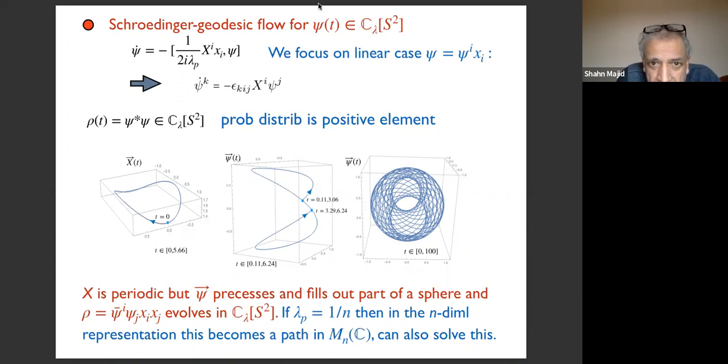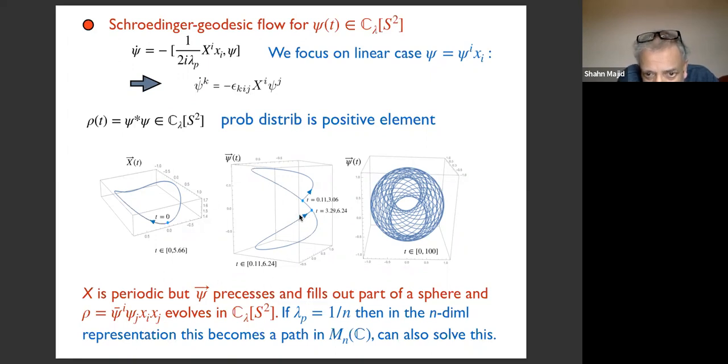And so the bottom line is that when you take this particular form of psi, it just looks like this. So that's actually easy. If x was a constant, then this would just be a rotation of this three vector. But x is not a constant, so x is this thing here. Psi star x is the probability density, and it's some positive element of the algebra.